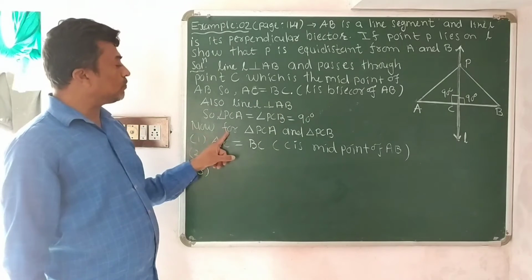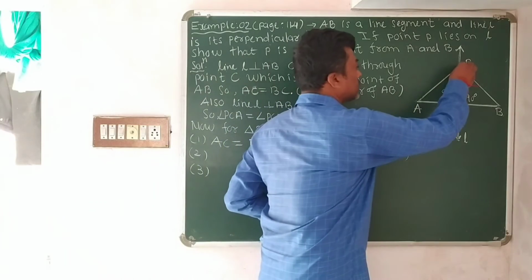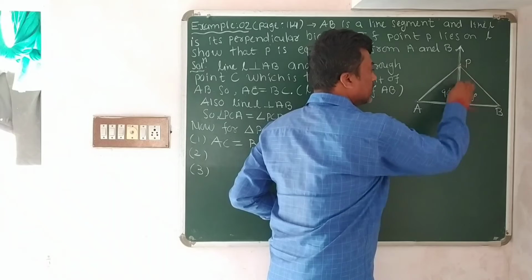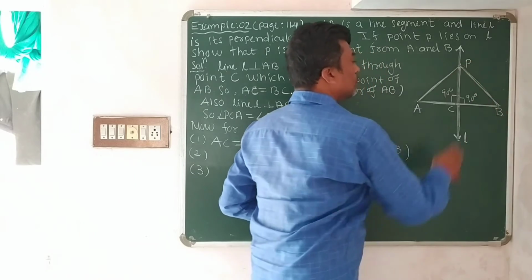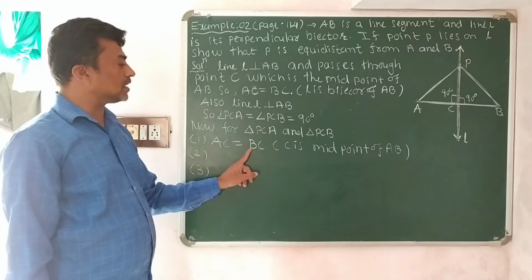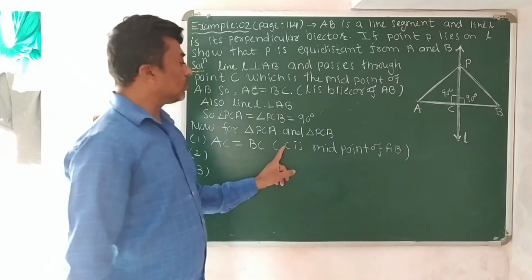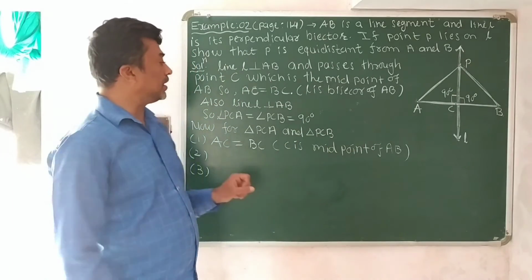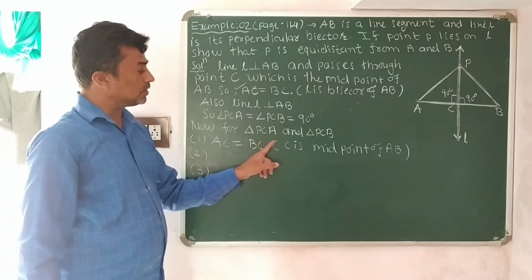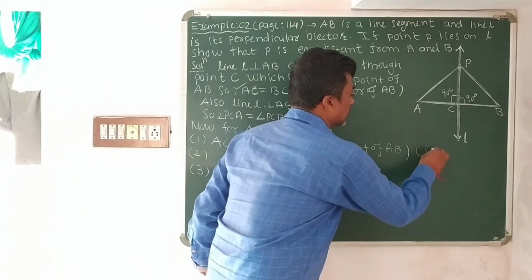Now for triangle PCA and triangle PCB. First, AC is equal to BC. Why? Because C is the midpoint of AB. Here we already proved that AC is equal to BC because C is the midpoint of AB, and we can consider it as a side.